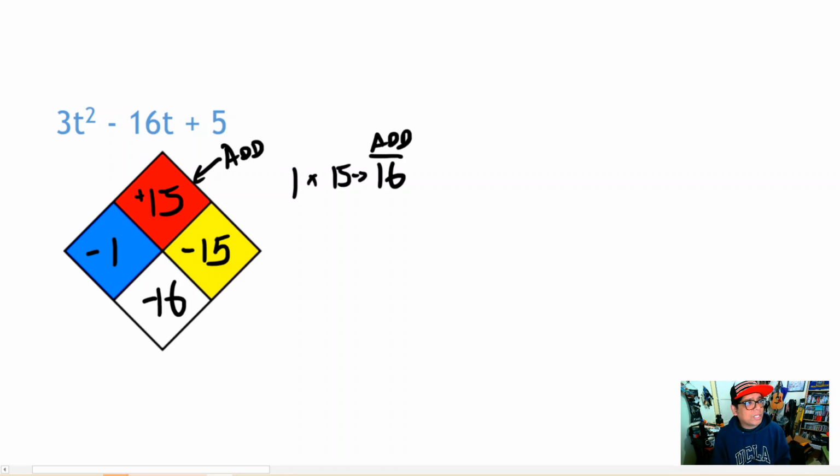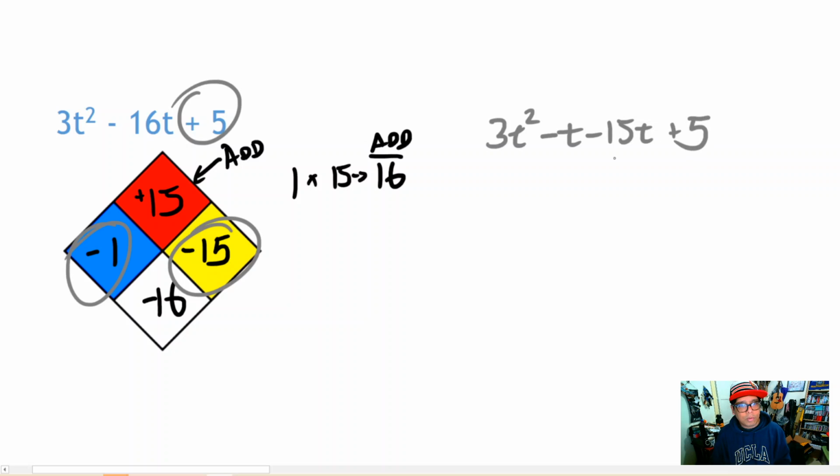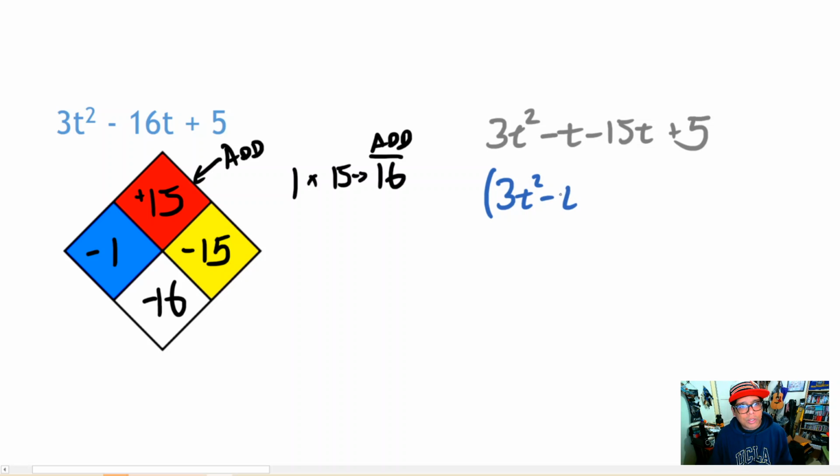Now, let's write our expanded polynomial, trinomial. We got 3t squared minus t minus 15t, and then plus 5. The blue factoring group is going to be the same. I think I switched colors on the previous one, so let's keep on going with blue. The blue factoring group is going to be the same, but notice how this one starts with a minus sign.